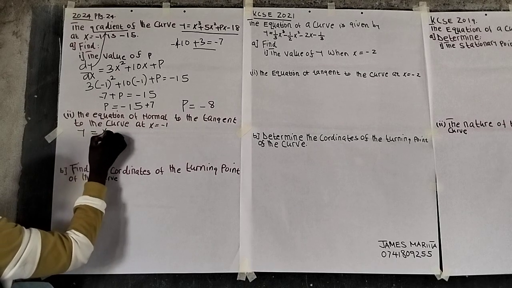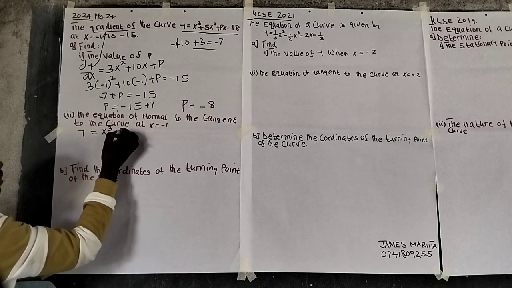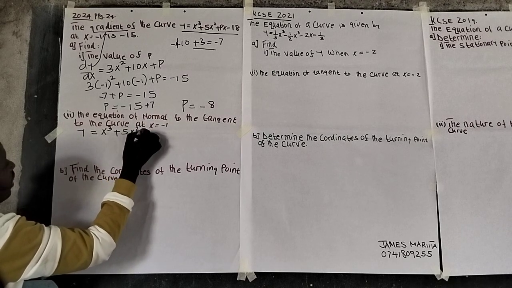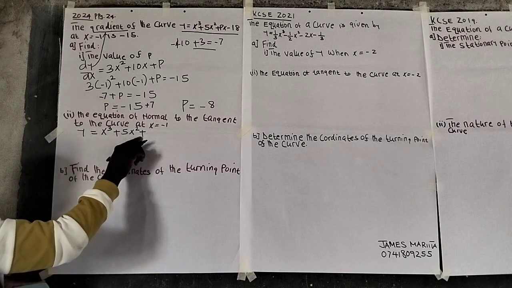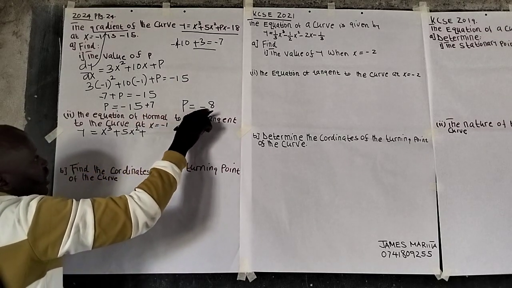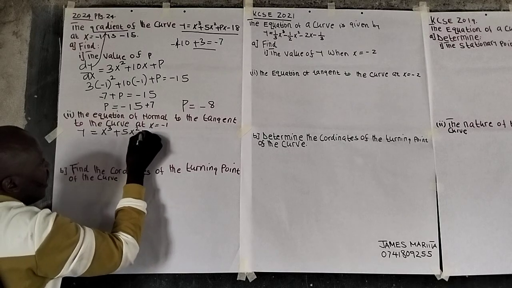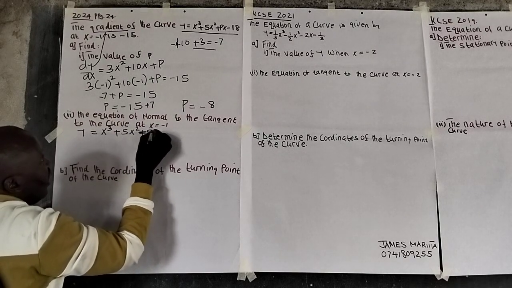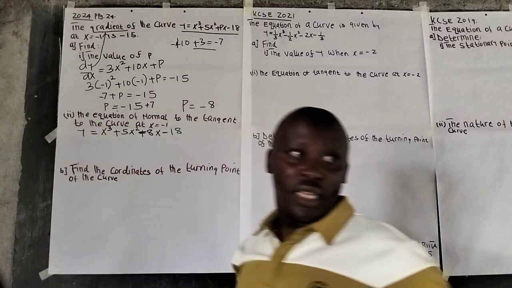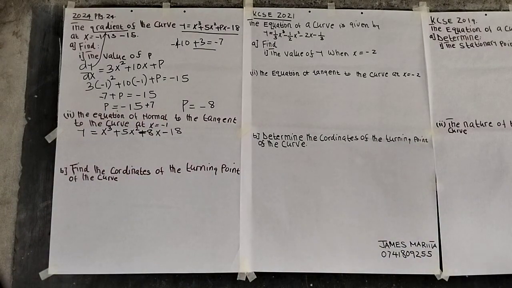We have y equals x raised to power 3 plus 5x squared plus, now we have our p as negative 8, so this one becomes negative. So we have negative 8x then minus 18. That is how our equation looks now.